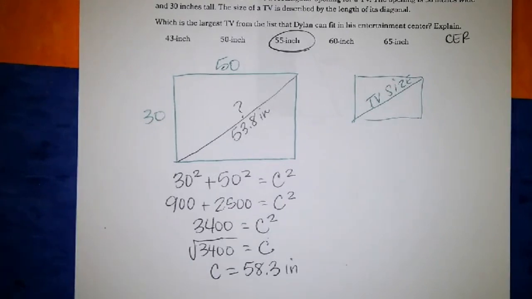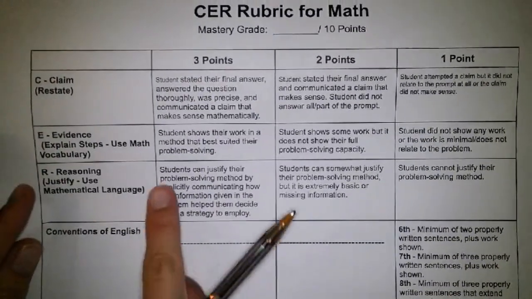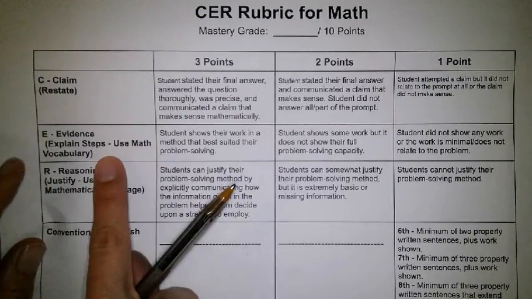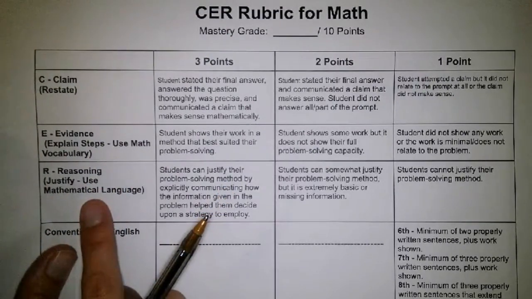Now we're going to explain that using a CER. So we are going to do exactly what it says. We're going to figure out the claim, evidence, and our what? How do you find a CER? You're going to figure out your reasoning. So if we look at our rubric, we are figuring out our claim. We're going to restate what's happening. We're going to give evidence using math vocabulary, and we're going to justify our mathematical language with our reasoning.